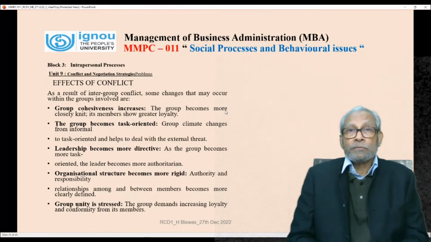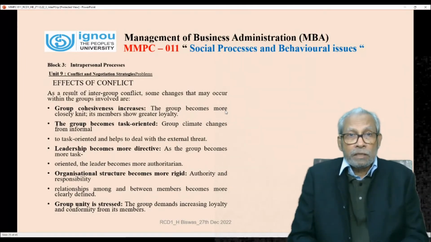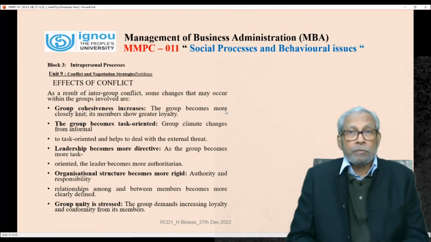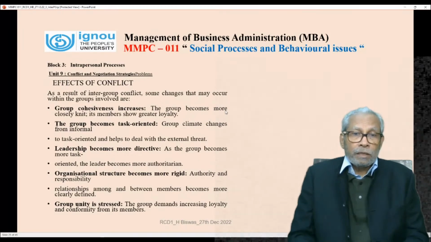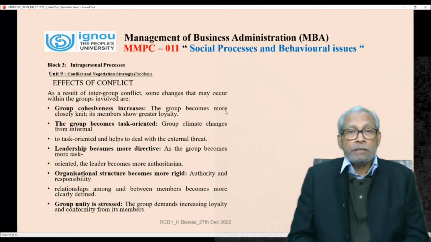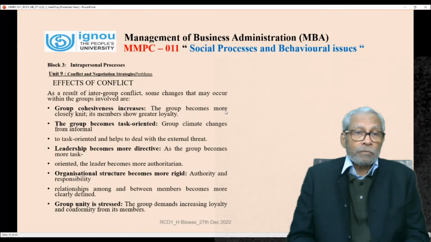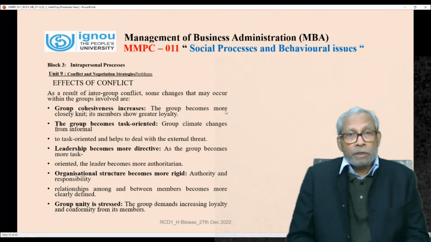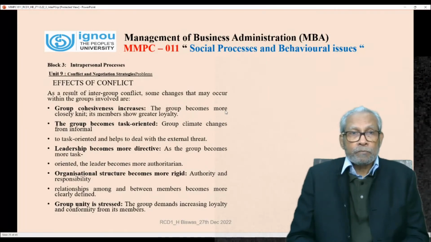In the sense that top level managers can take quick decisions. Really, because the situation is like this, he has to take action immediately. That's why the group demands increasing loyalty and conformity from the members. So then it will be a good atmosphere.